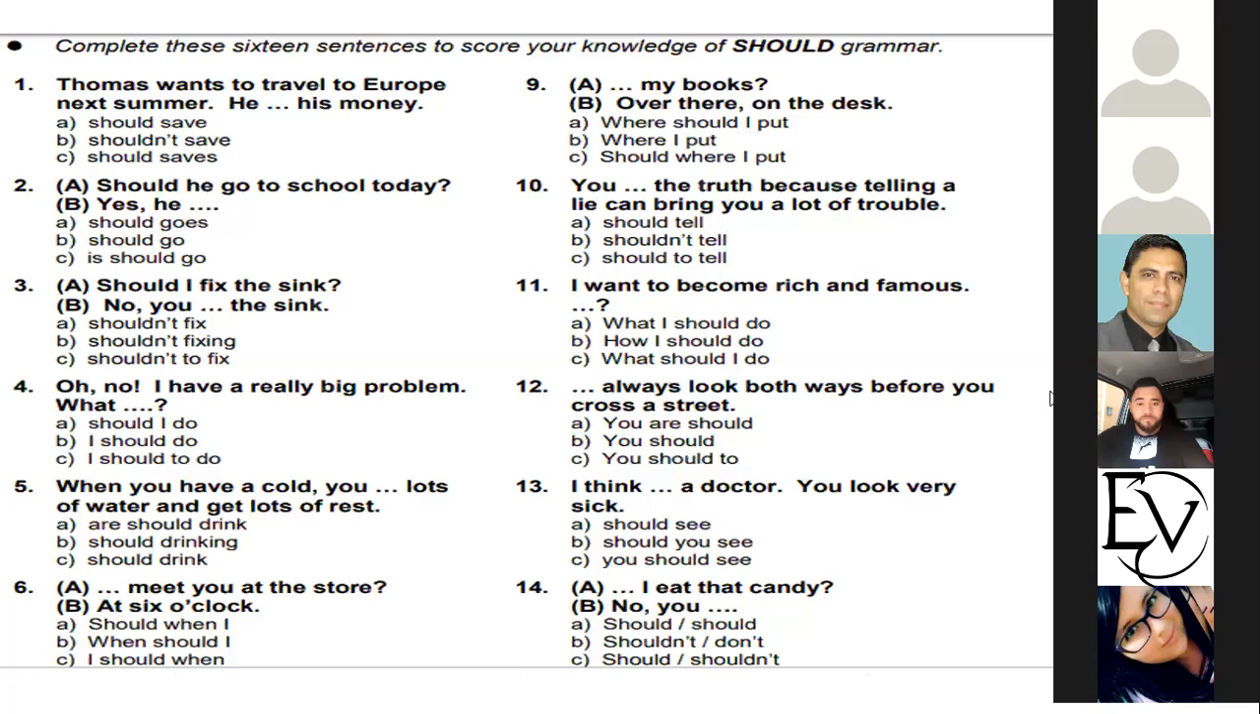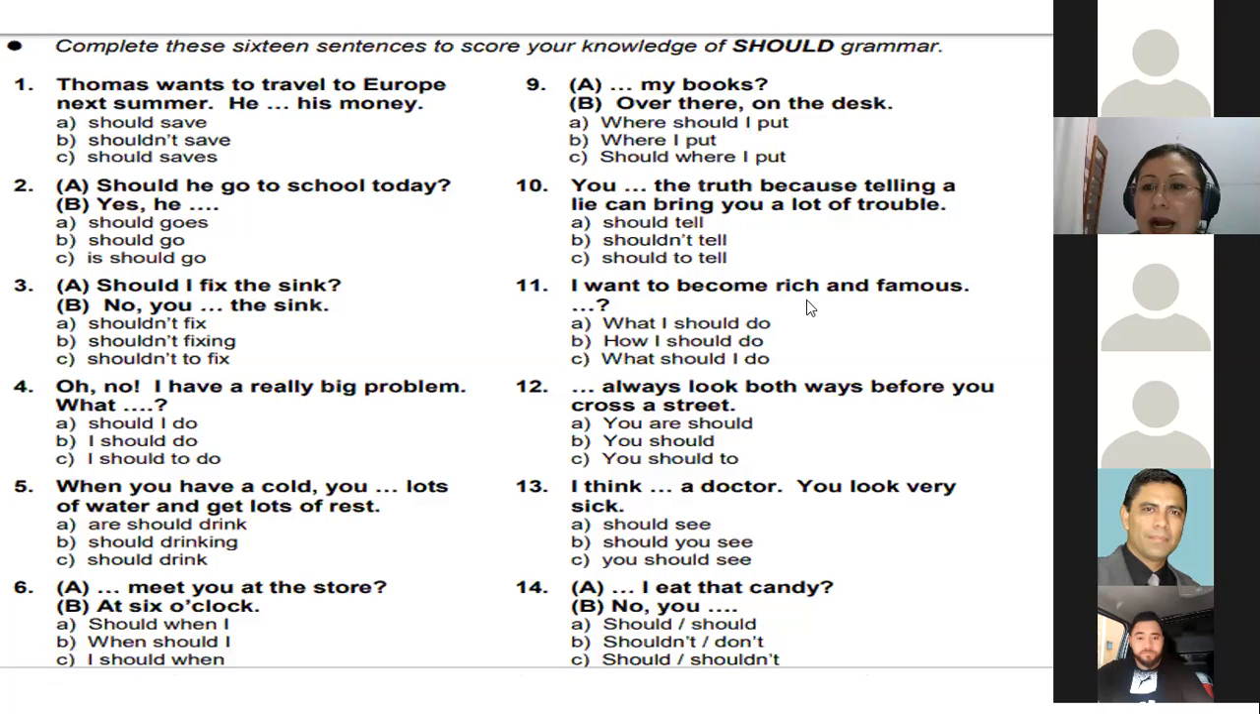Any other volunteer? Okay, Katia, number six. When should I meet you at the store? At 6 o'clock. Okay, very good. Thank you, Katia. I don't know if Juan Carlos would like to try one. No, teacher, next. Okay, next.